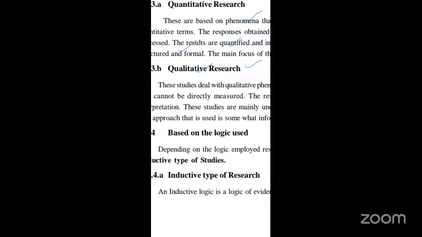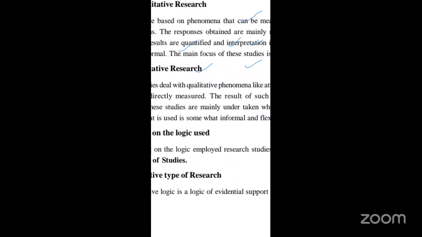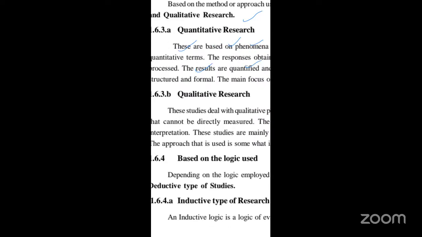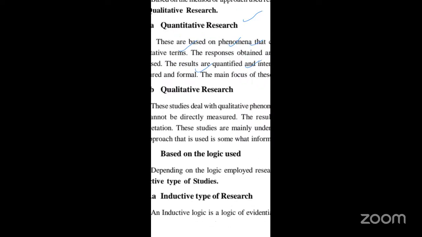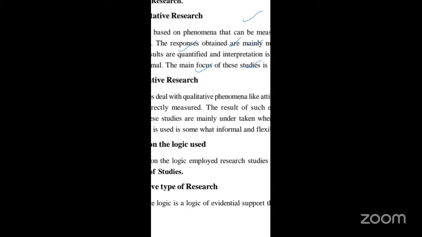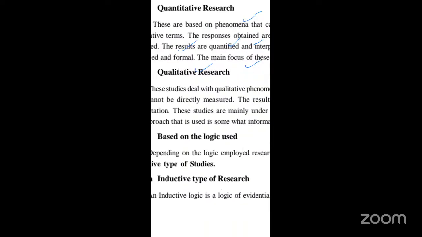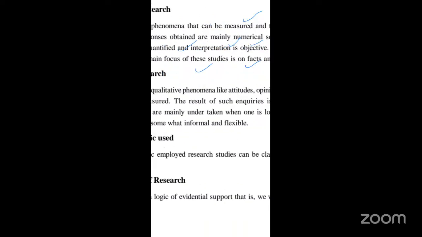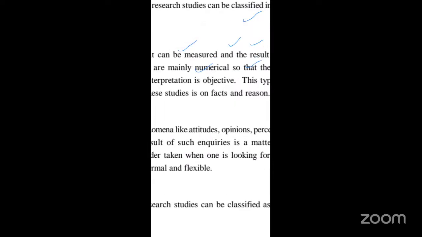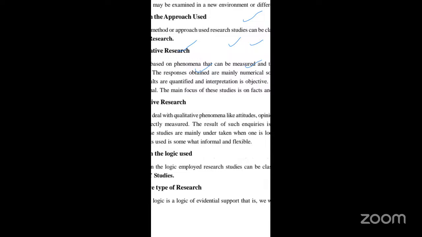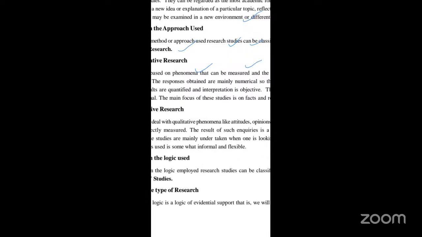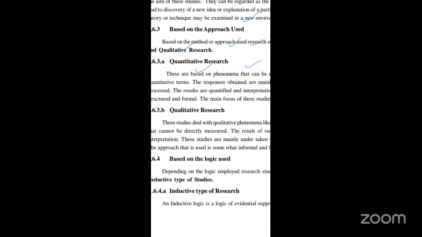Qualitative. What does qualitative mean? It deals with qualitative phenomena like attitude, opinion, perception, behavior, character. It cannot be directly measured. The result of such inquiries is a matter of subjective interpretation. These studies are mainly undertaken when one is looking for research ideas. And this approach is somewhat informal and flexible.